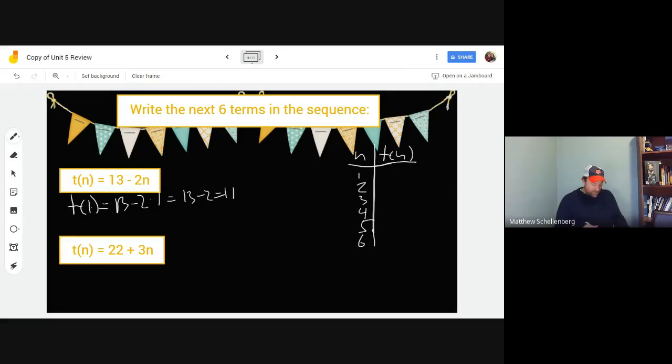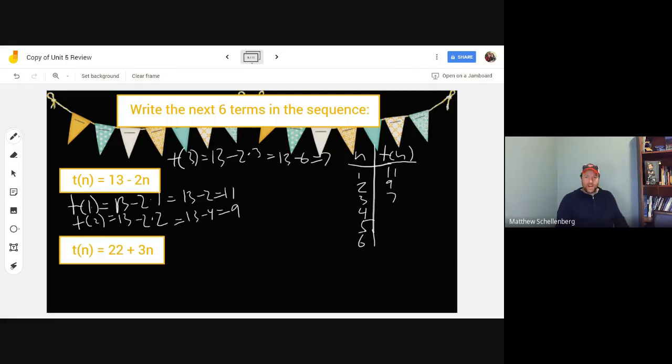So if you plugged in 1, we got 11. If we plug in 2, that's 13 minus 2 times 2 equals 13 minus 4, which is 9. Maybe you're already seeing the pattern. I'll do one more. What about t of 3? That would be 13 minus 2 times 3, which is 13 minus 6, which is 7.